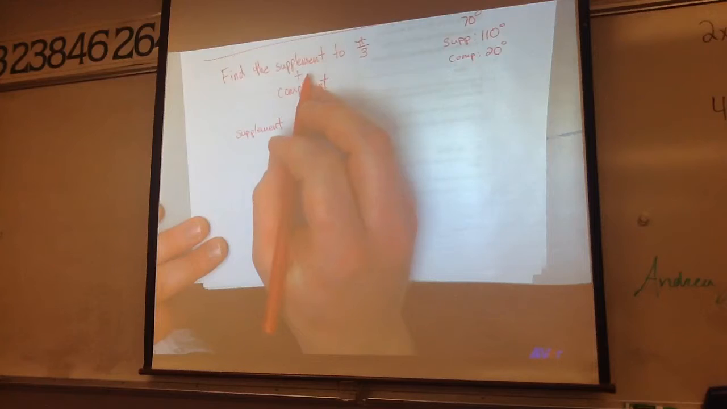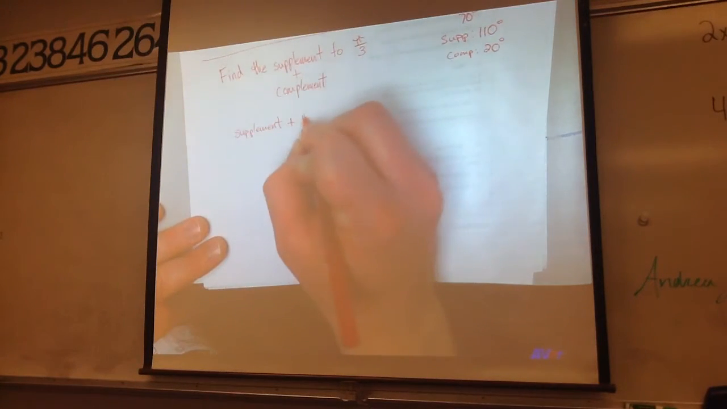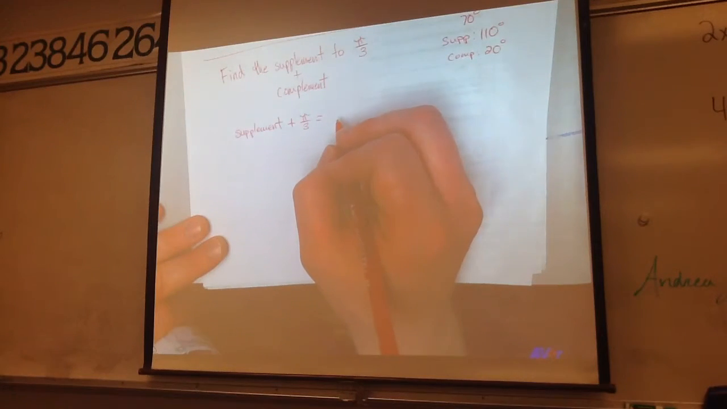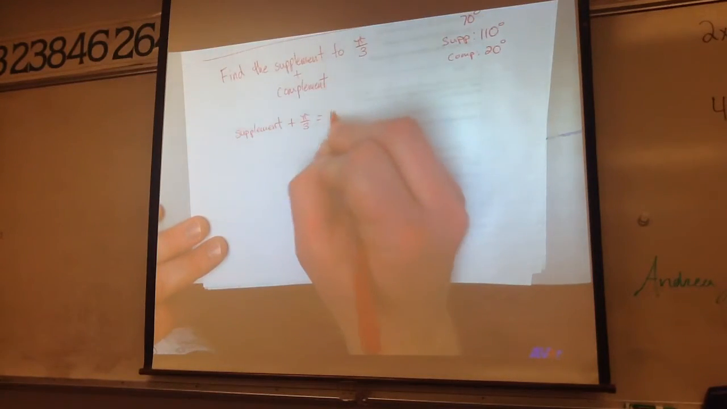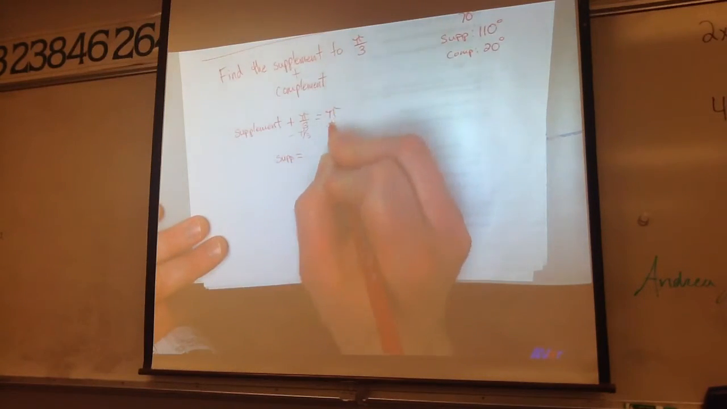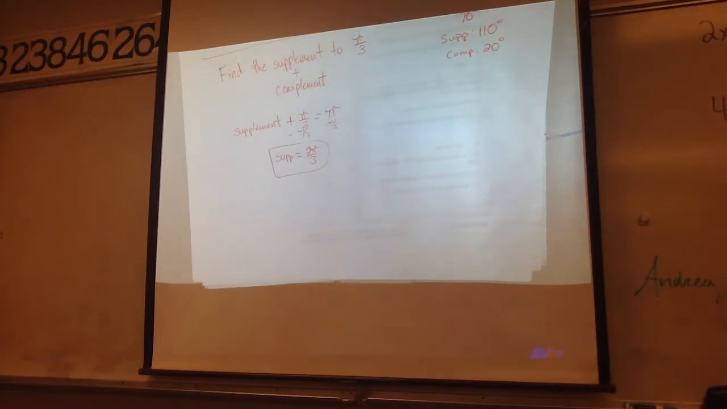For the supplement, doesn't that mean that whatever this angle is plus pi over 3 needs to equal 180, which is pi? So you subtract pi over 3 from both sides, so it's 2 pi over 3, and your supplement is equal to 2 pi over 3. That's it right there. So supplement is for 180 degrees.